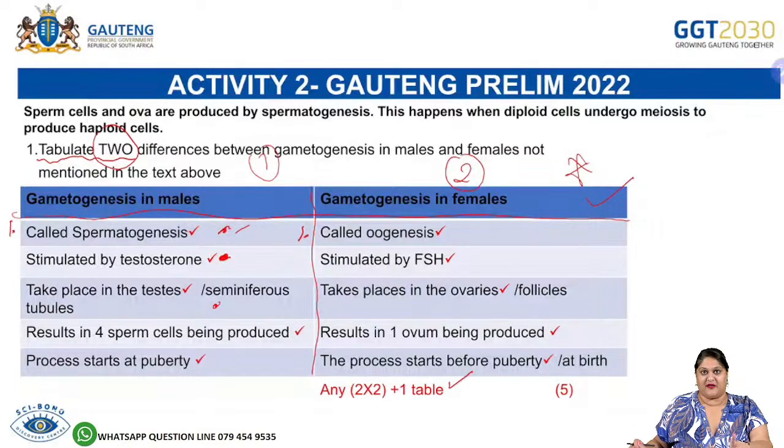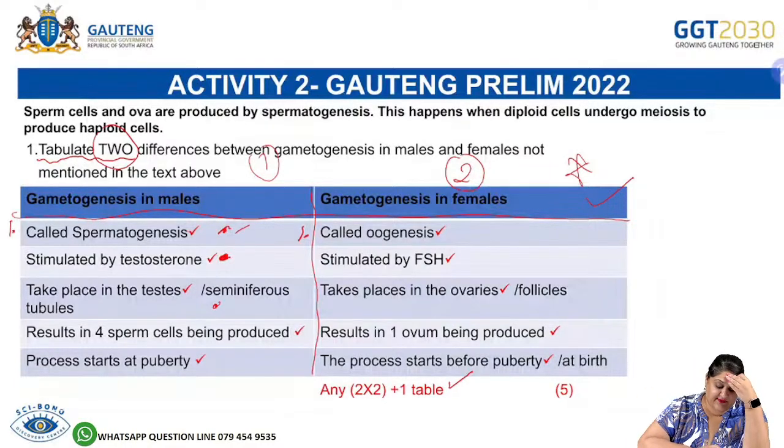So 1 and 1 go together. But if you had said it's called spermatogenesis on one side, and on the other side you say stimulated by FSH, those things are not talking to each other. So you are not tabulating differences. You are just tabulating things. Then you will lose marks. Okay, so please make sure.